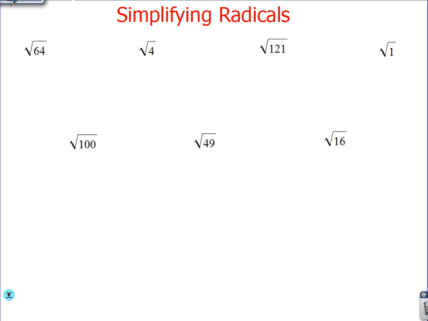A square root is simply what do I multiply times itself. What am I going to multiply times itself in order to give me this number? Such as the square root of 64. What number can I multiply times itself to give me 64? You get 8. Square root of 4. What number do you multiply times itself to give you 4? And what's special about the square root of 4?